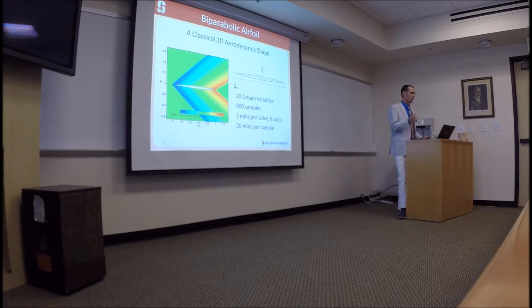The biparabolic airfoil is a classic two-dimensional shape. It's used extensively within supersonic analysis. Here I simulated it with an Euler CFD simulation with a well-refined grid and well-converged simulations. I parameterized the shape with 20 design variables spread across the airfoil using freeform deformation boxes.